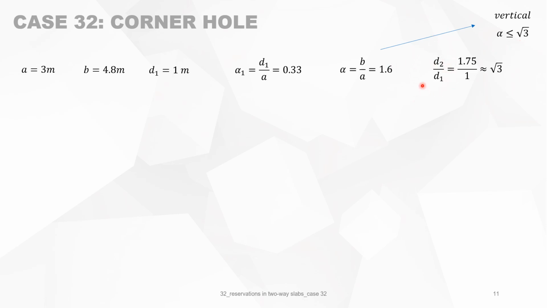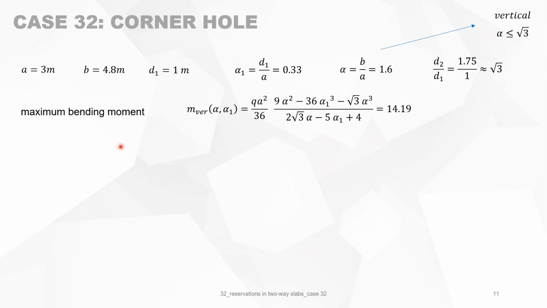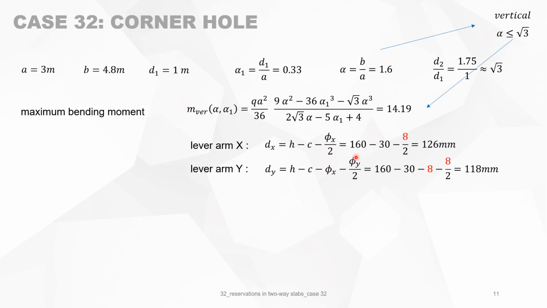And D2 over D1, you see that we have in case 32 yield line, it means of reservation, sorry, it's case 32 reservation, means that the tip of the reservation must follow the yield line, and in this case it is okay. The maximum bending moment is then with this formula 14.19 kilonewton meter per meter.